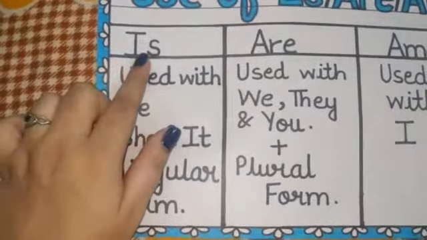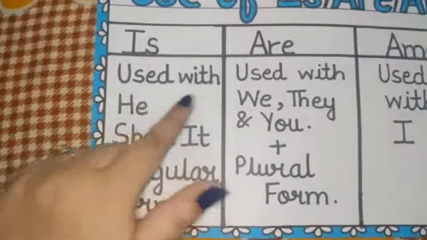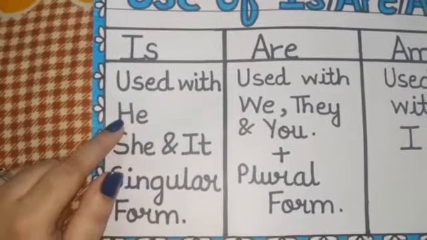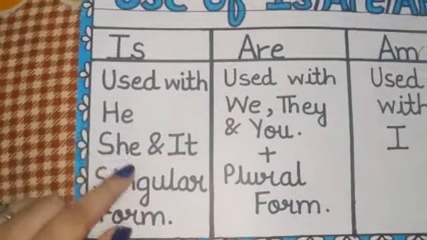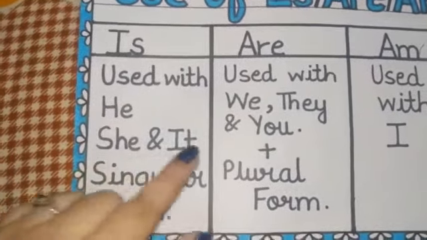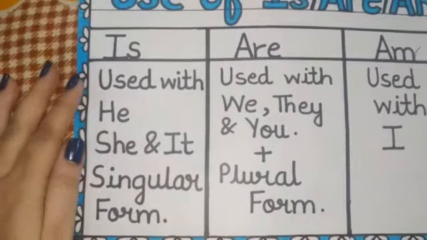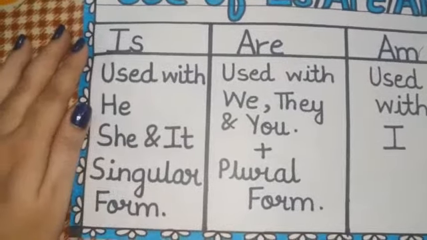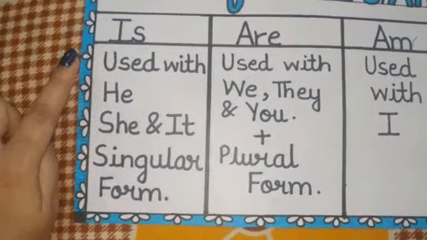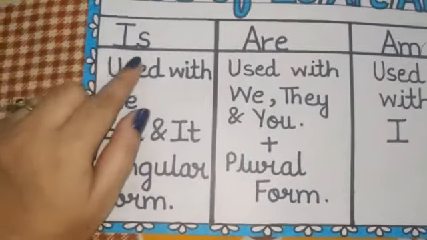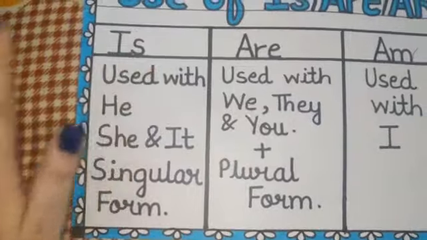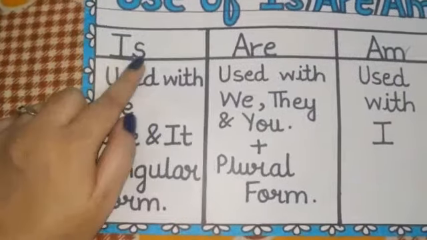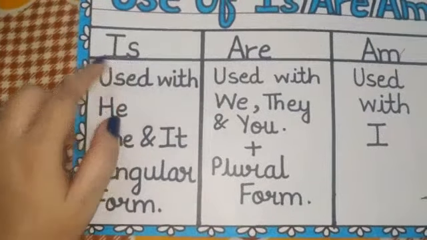First, is. Is used with he, she, it. He we use when we are talking about a boy, she when we are talking about any girl, and it is used for non-living things, okay? And with singular form, whenever we are talking about a single person, a single thing, then we use is. Anything that is single, meaning one, then we use is, okay children.